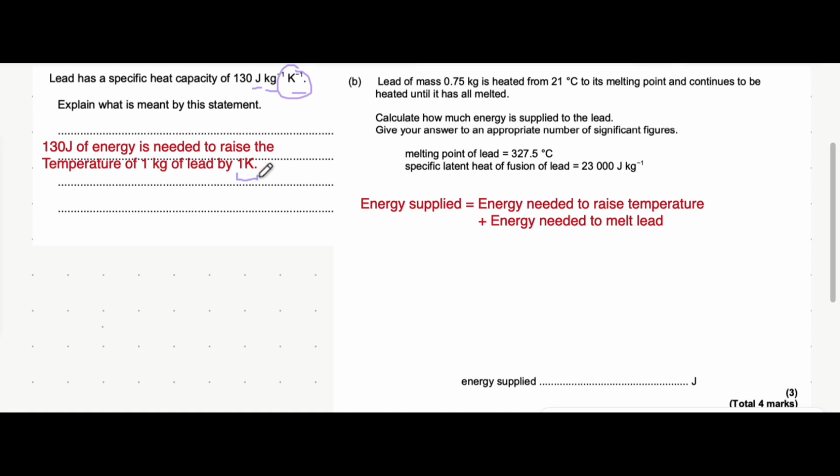Be sure to use Kelvin in all definitions related to thermal physics rather than degrees. Just a reminder, to turn degrees into Kelvin, you actually add 273 onto however many degrees you have.